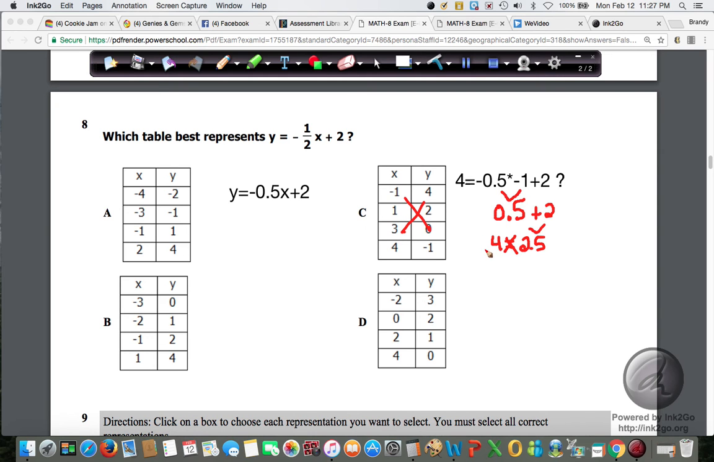Okay? So again, plug and chug, put in your calculator, negative 0.5 times whatever your x is, add 2 equals, and then see if it equals y. If it does, keep going. If it doesn't, that's an x, and you move on to the next problem. Pause the video, do your math.